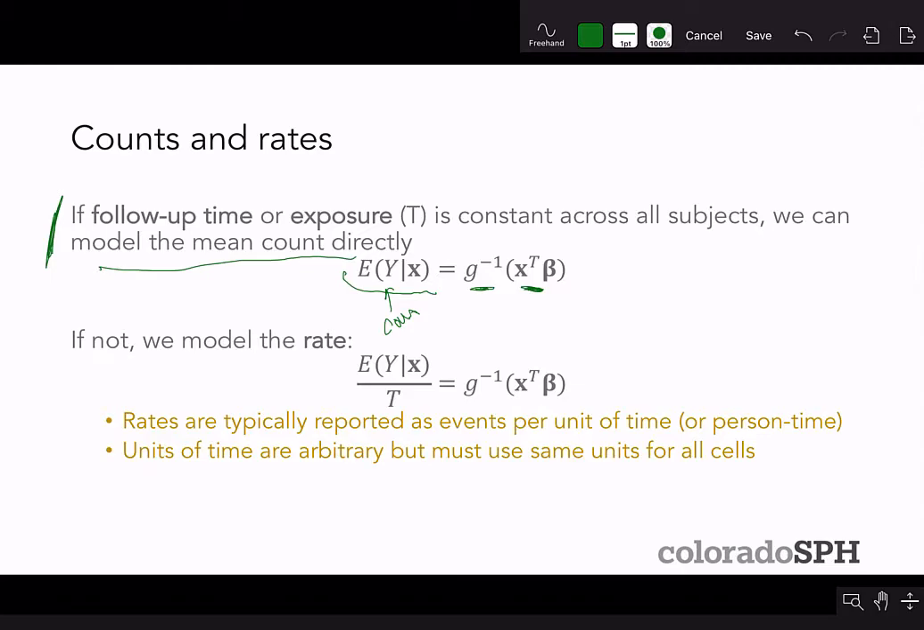If we don't have constant exposure across all subjects or cells, then we will model the rate, which is the expected count divided by the exposure time. So rates are typically reported as events per unit of time or per unit of person time. And the units in that time variable don't matter, but they have to be the same units for each cell.